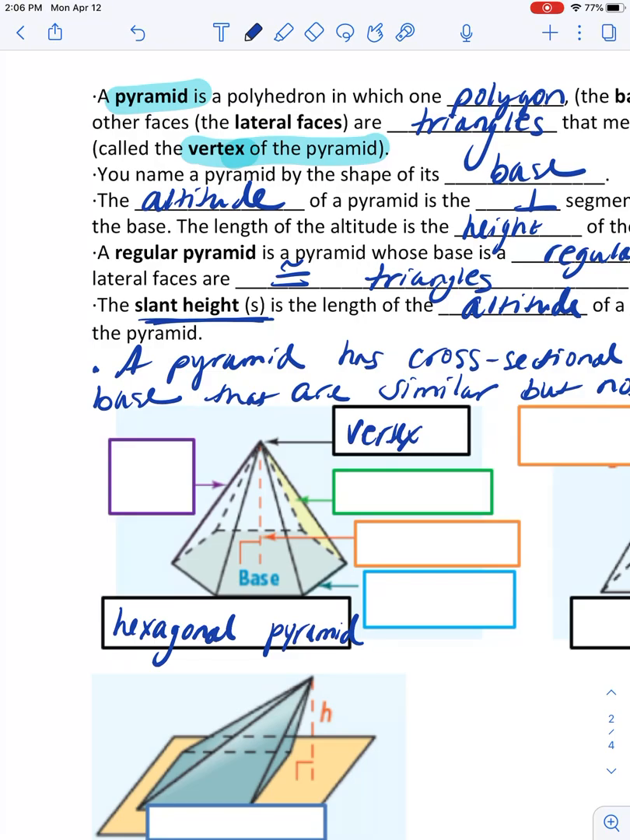Then below the vertex, the green box is pointing to this yellow highlighted side, and that yellow highlighted side is a face. Notice all of the faces are triangles here. All of them are triangles, and they all are in every pyramid. Then the orange box is pointing to the altitude. We know it's an altitude because it comes from the vertex down to the base and forms a 90-degree angle.